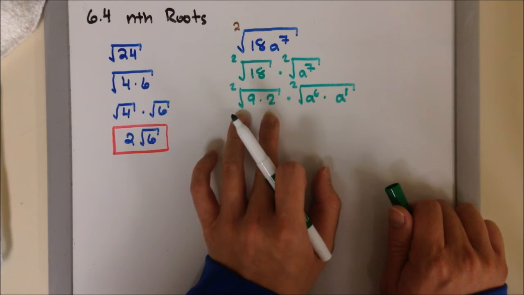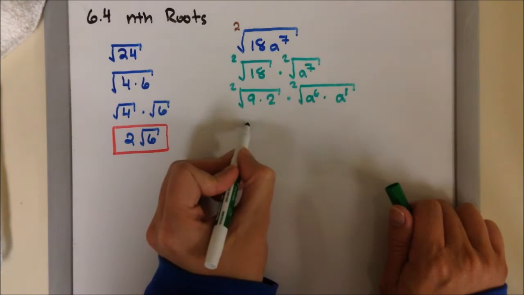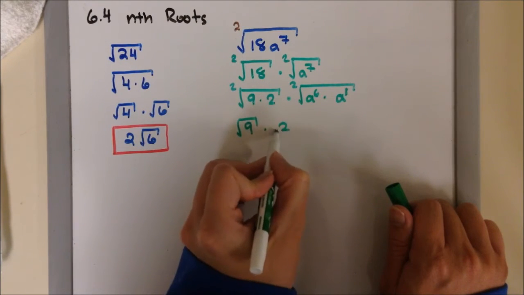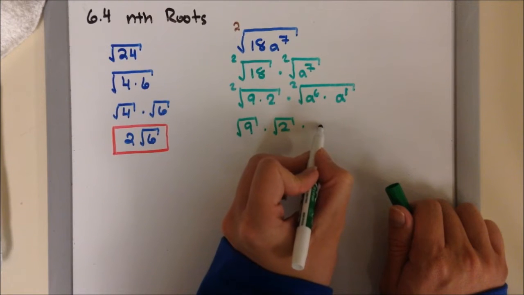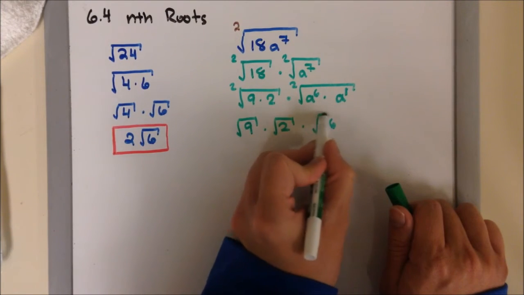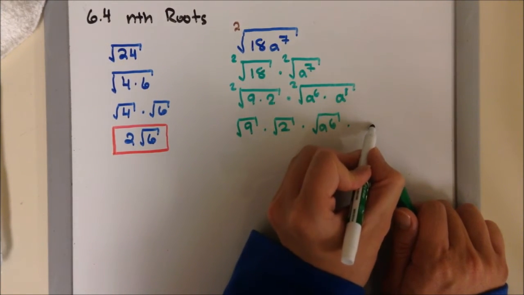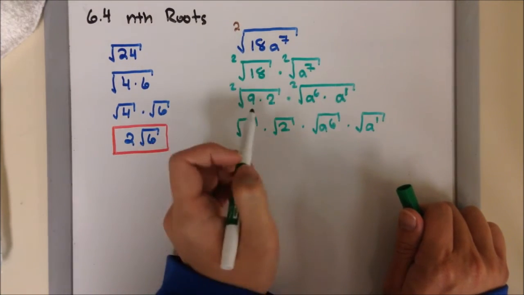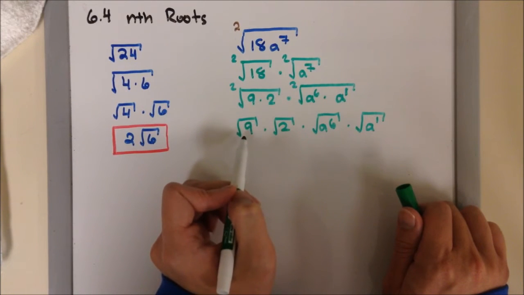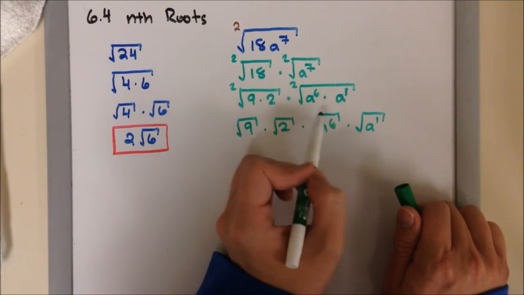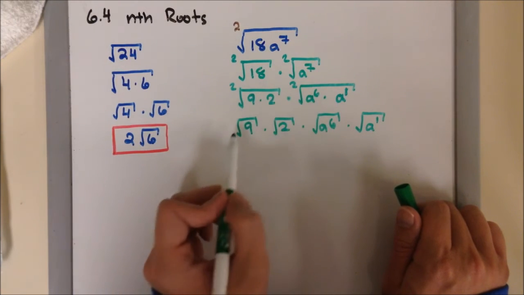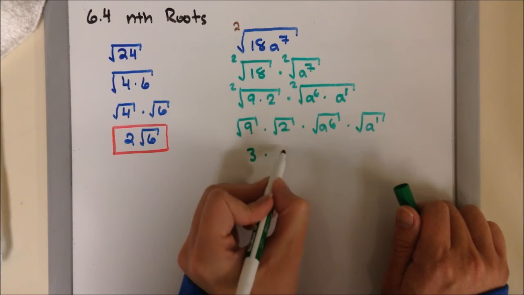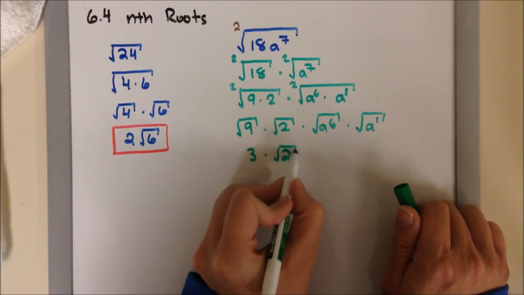Now, with the numbers, I can split this into square root of 9 times square root of 2. Same thing here, times square root of a to the 6th power times the square root of a to the 1 power. The reason I broke it into two numbers is that one of them can be square rooted, in this case the 9. Same thing here, we can do the square root of a to the 6. Now the square root of 9 is simply 3. Bring down the square root of 2 because you cannot do the square root of 2.